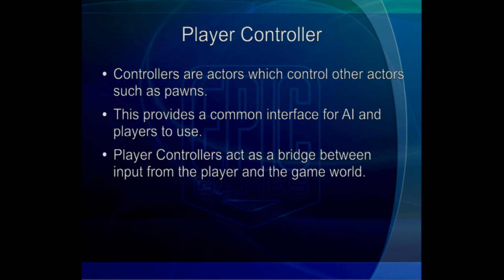What player controllers do is act as the bridge between the input from the player and the game world. The player controller receives input from, say, the keyboard, mouse, or gamepad, and interprets those values into something meaningful in the world. So when you press the up key, it tells the pawn that it's possessing to move with a velocity in the direction that you're facing, for example.